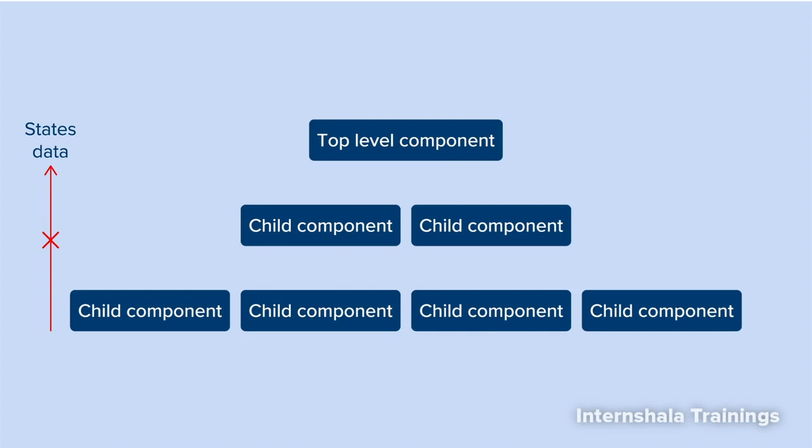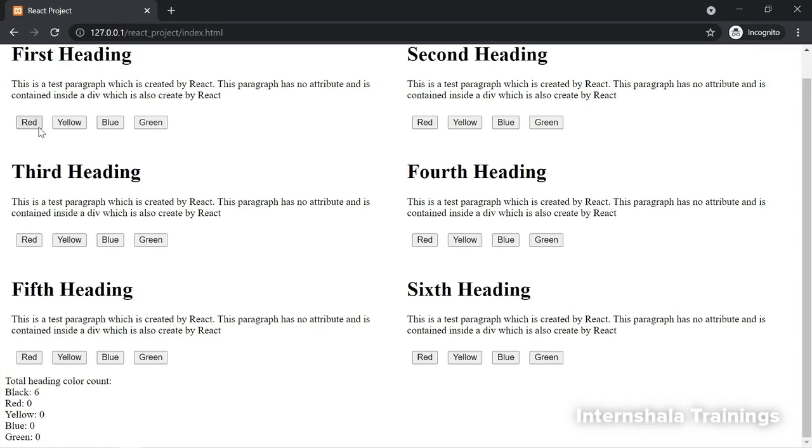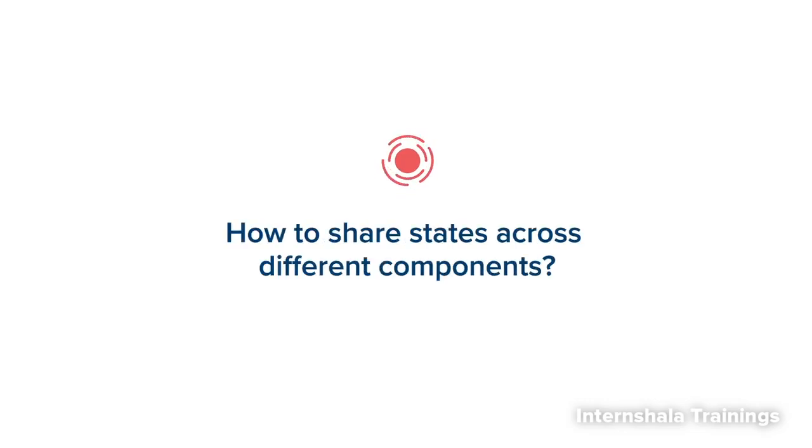And sometimes we might need to share states across different components as the state data might be needed in those components. For example, as we are changing the color of the heading of this box component, this new component which we just added is also using this information to show the correct stats, that is count. So the color of the box component is actually being shared with this new stats component. So the question arises, how can we share states across different components?